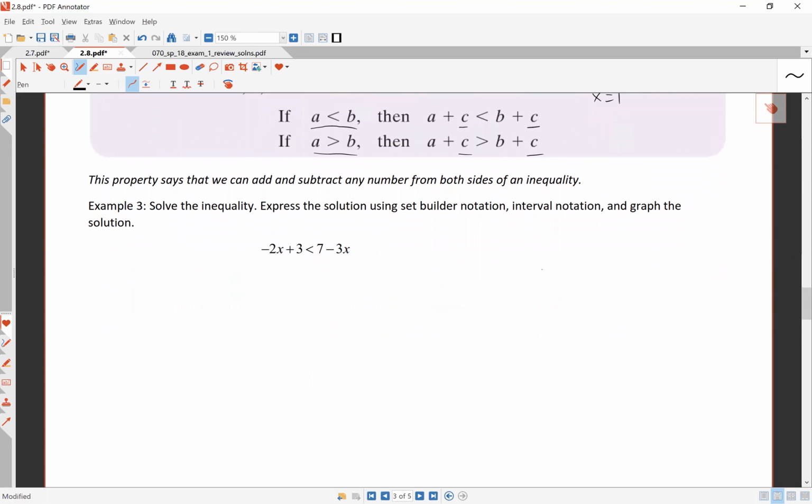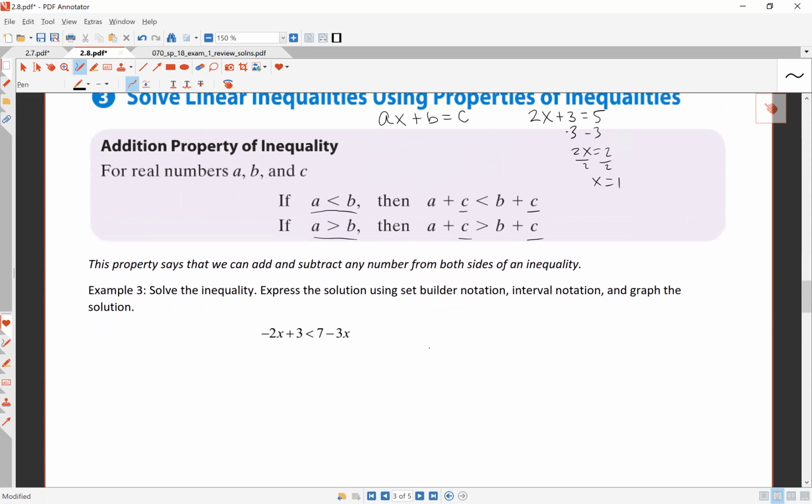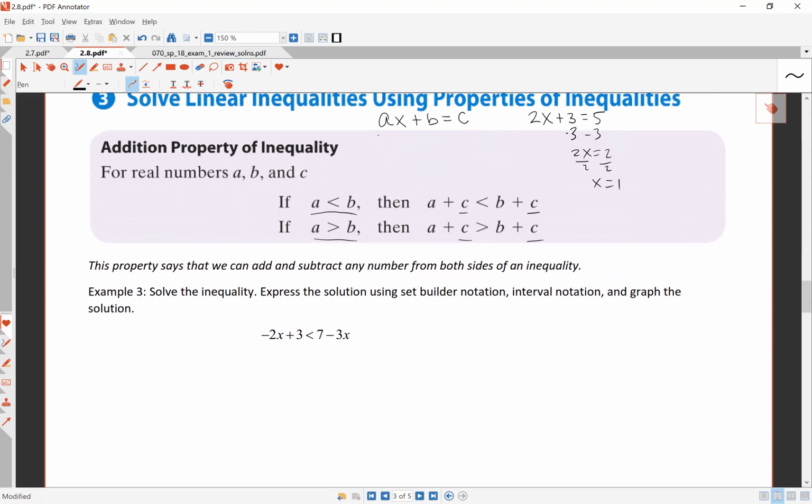So if I have negative 2x plus 3 is less than 7 minus 3x, my goal is to write it in something that looks like ax plus b and c on the right side, except for now the equal sign has an inequality. So I don't want the negative 3x on the right side, so I add 3x to both sides. 3x minus 2x is x, and I have x plus 3 is less than 7. Now we have the plus 3 on the left, so we subtract 3, and we get x is less than 4.